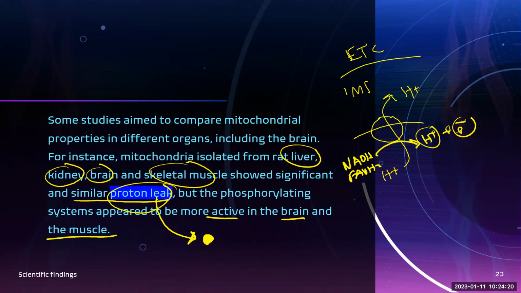Now, what does it mean? Proton leak is when NADH and FADH are oxidized from their reduced form. The proton is released, the hydrogen ion is released, and then energy is used to pump protons into the intermembrane space. So this is called the proton leak. The proton leak is considered as pumping hydrogen ions out.